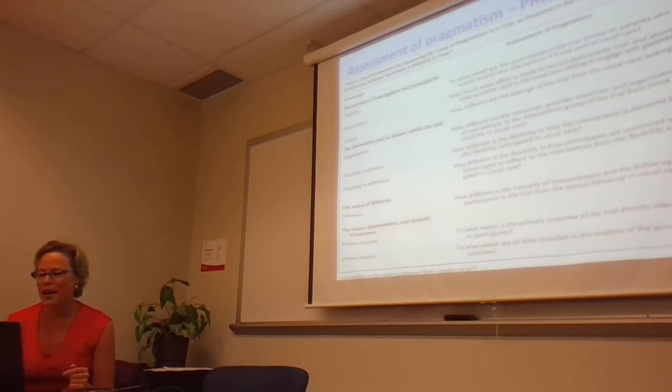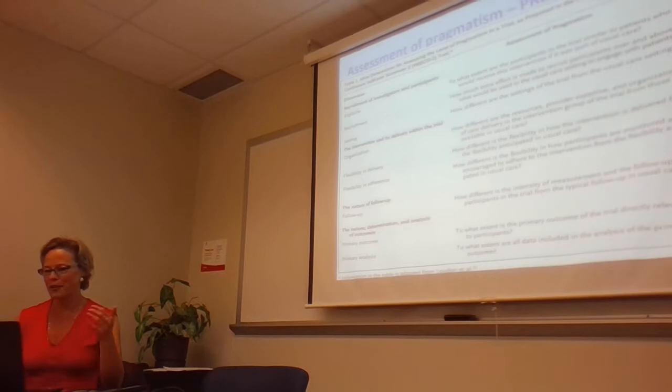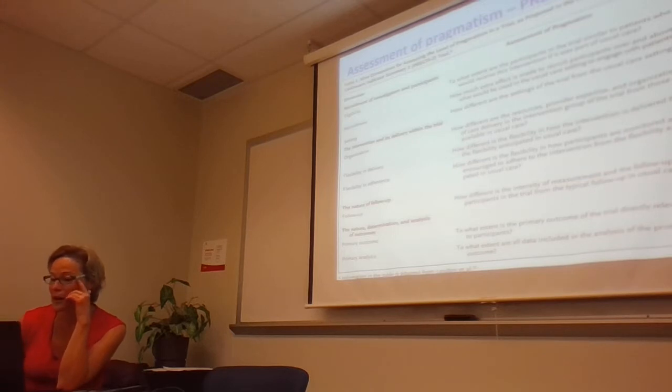Yeah, so there's all these different areas, right? And remember she said they're scored on 1 to 5. So 5 is the most pragmatic, 1 is the least pragmatic, or the most explanatory way. So ask yourself for eligibility, to what extent are the participants in the trial similar to patients who would receive the intervention if it was part of usual care?